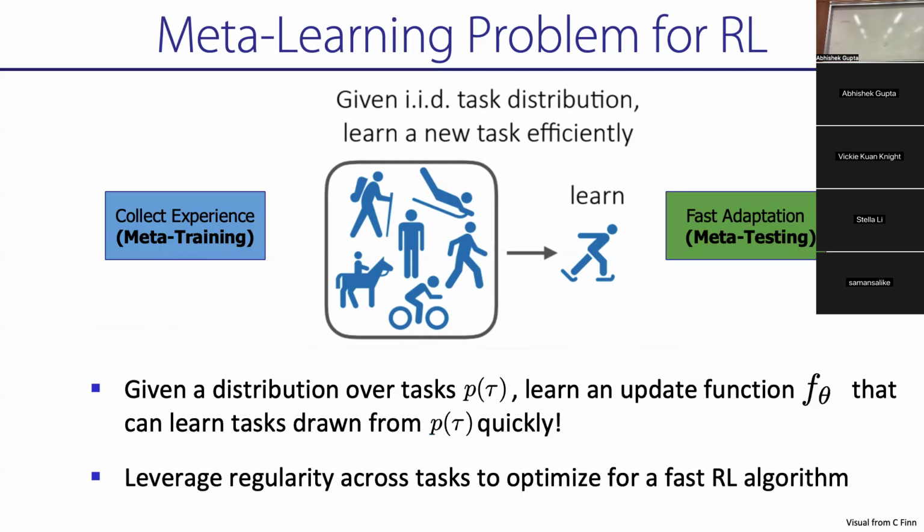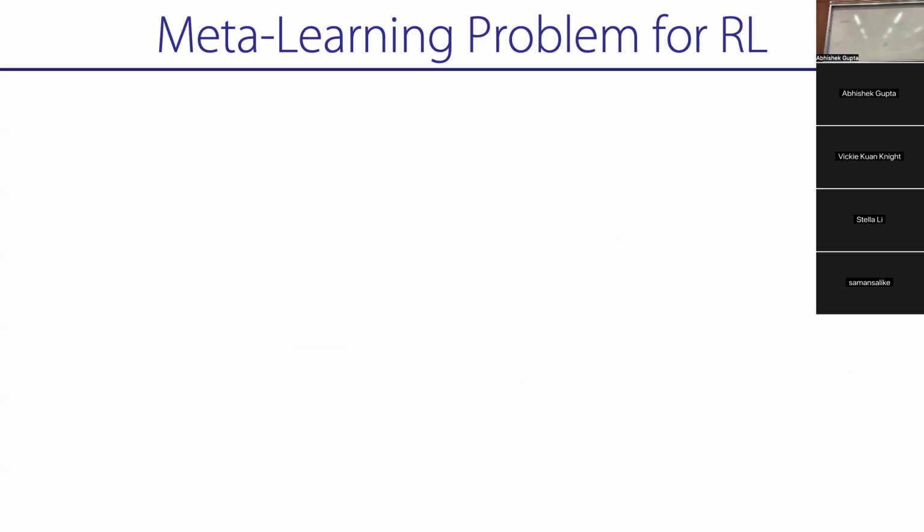Right, so the goal here is that given some distribution over tasks, you want to learn an update function f theta so that you can learn new tasks drawn from p tau, your distribution of tasks, quickly. Right? How are we going to do it? Thoughts? Do we have a description of the task? You have a description of the task. So let's write out the formalism first, and then that'll make it clear.